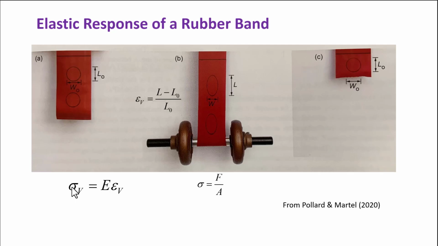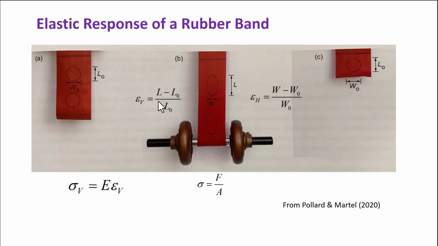Third, stress is linearly related to strain. The higher the stress, the higher the strain. And that is related by the elastic stiffness of this rubber band that is called Young's modulus.